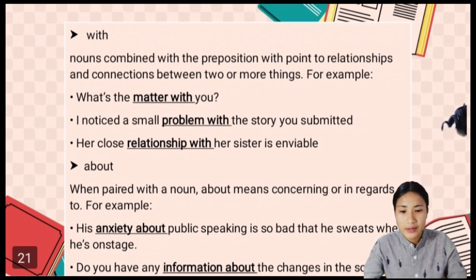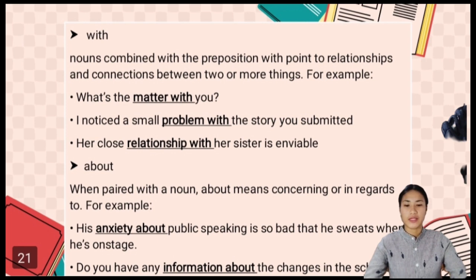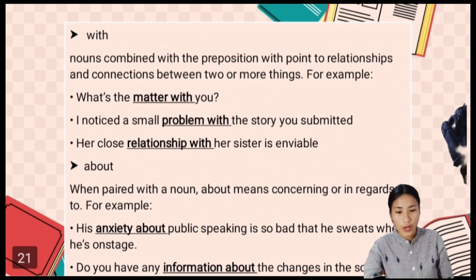And then, preposition about. When paired with a noun, about means concerning or in regard to. So let's look at the examples. His anxiety about public speaking is so bad that he sweats when he's on stage. And then the second example: do you have any information about the change in the schedule? So we can look at the preposition about in the first example, anxiety about. In the second example, information about.